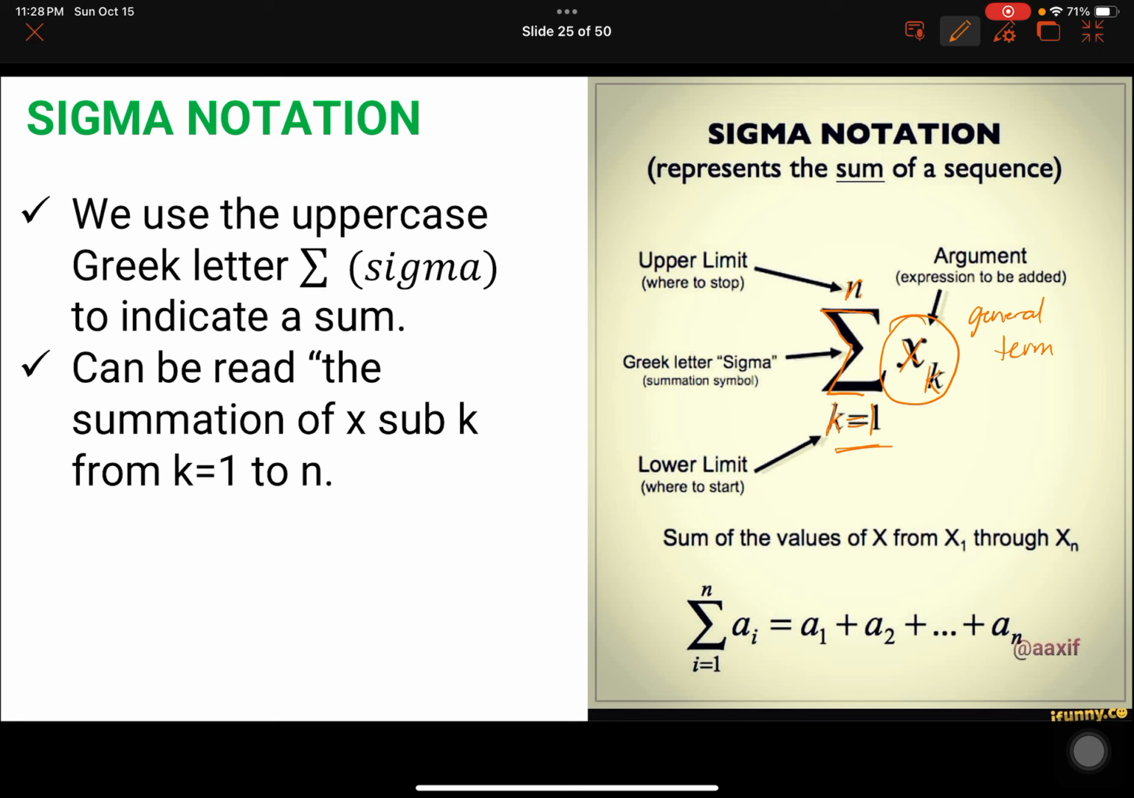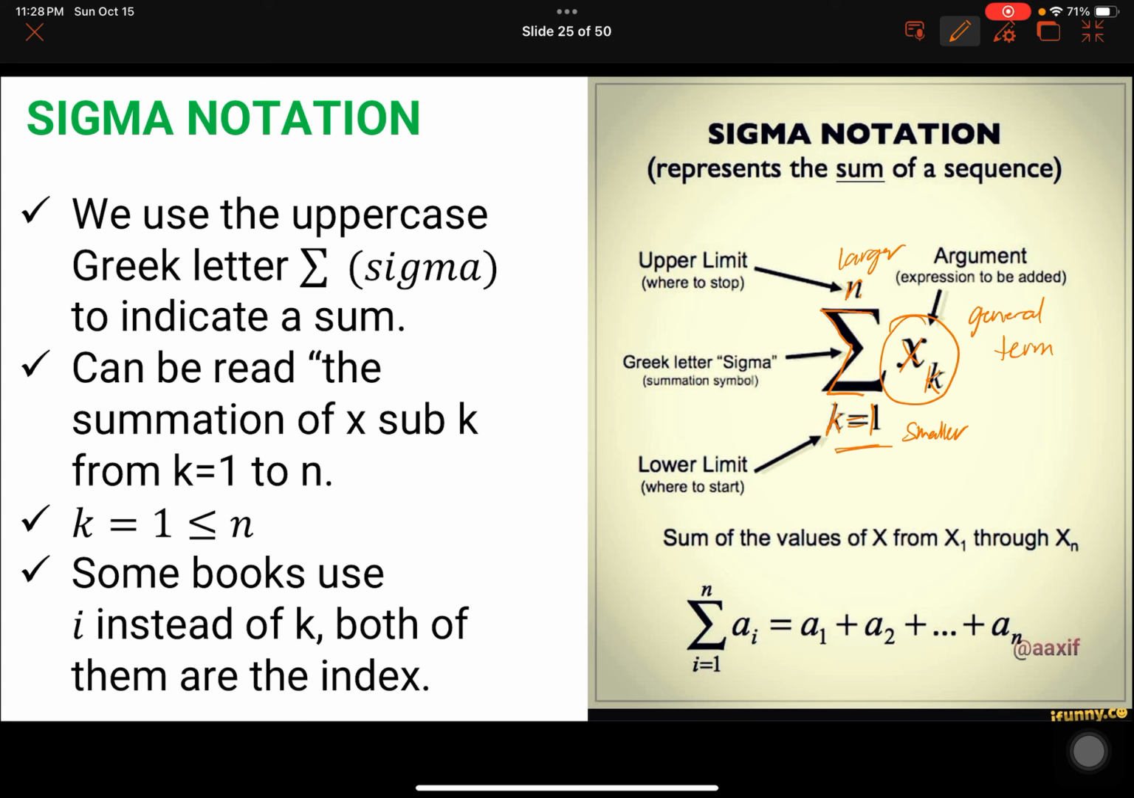For example, you have the sum of the values of x from x sub 1 up to x sub n. So we can have a sub 1 plus a sub 2 up to a sub n. And the letter k or the lower limit should be less than or equal to n. So dapat lagi mas maliit ito, smaller. Then ito yung larger na value. And the letter i, k, or n is our index. Pag sinabi natin index, siya nag-i-indicate kung pang ilang term yung kailangan natin.